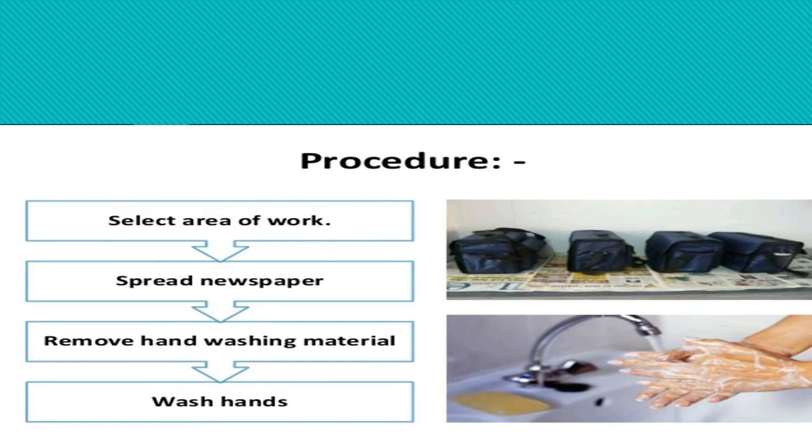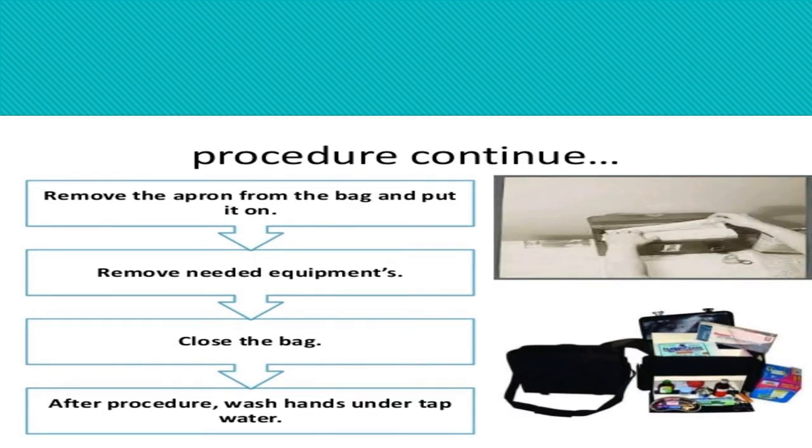Then after selecting the proper area, you have to spread your newspaper. After spreading the newspaper, in the corner or in the one-third part of the newspaper, you have to keep your bag. Then after keeping your bag, from the outer compartment you will remove the hand washing articles and unlock your bag. After removing the hand washing articles, go to your hand washing area and wash your hands. Then remove the apron from the bag and put it on.